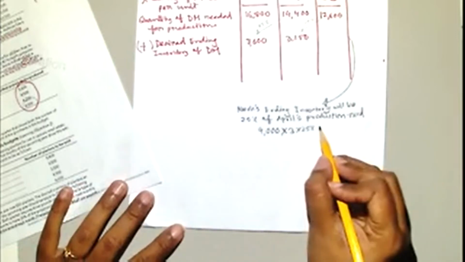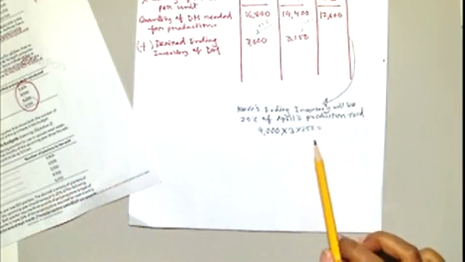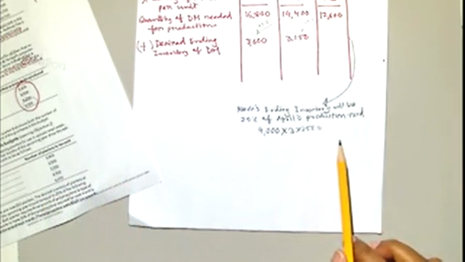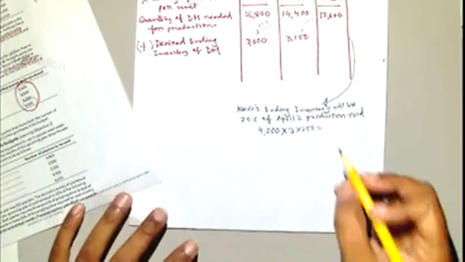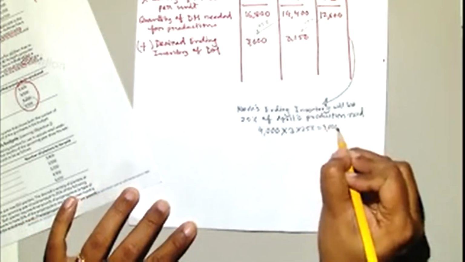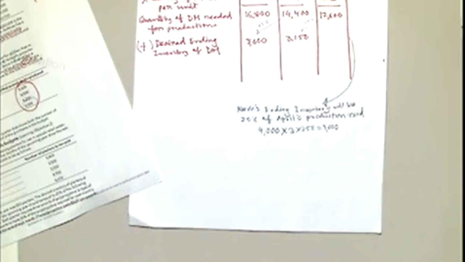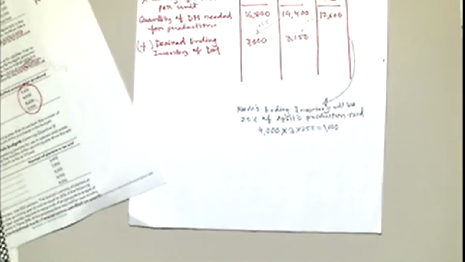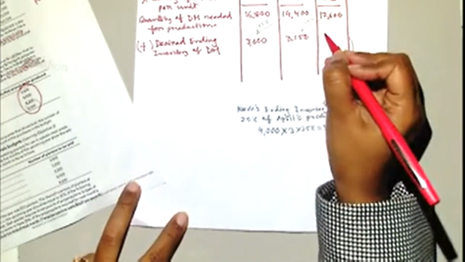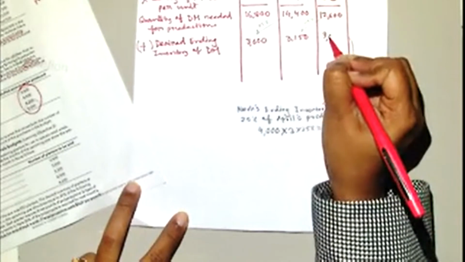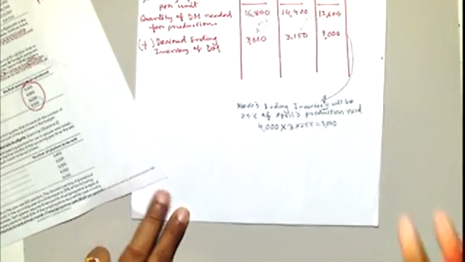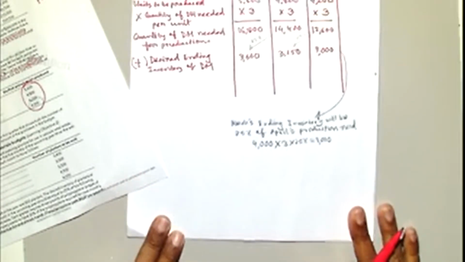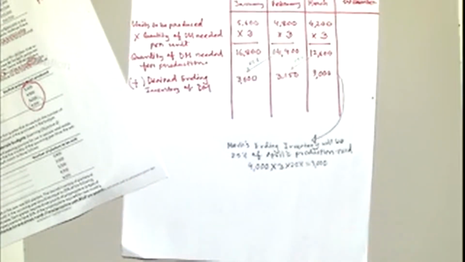If you calculate it, what number do you get here? Any number you have? You got 3,000? You want to check? This is how you get March's ending inventory: 3,000. So that's your March's ending inventory.